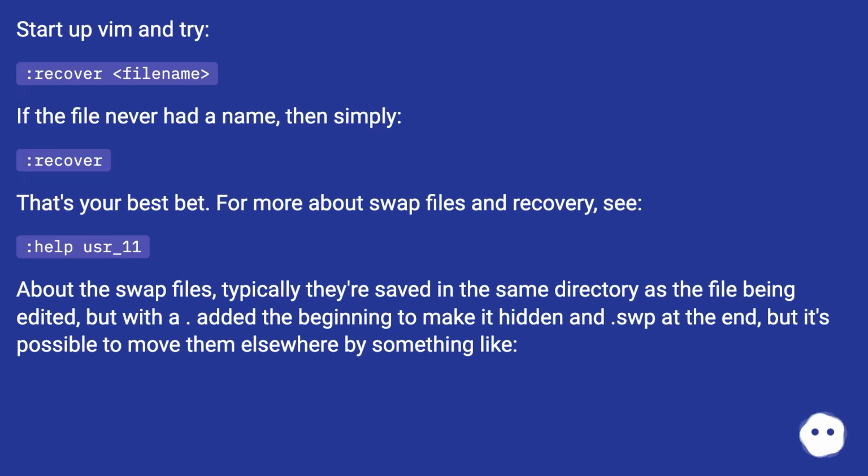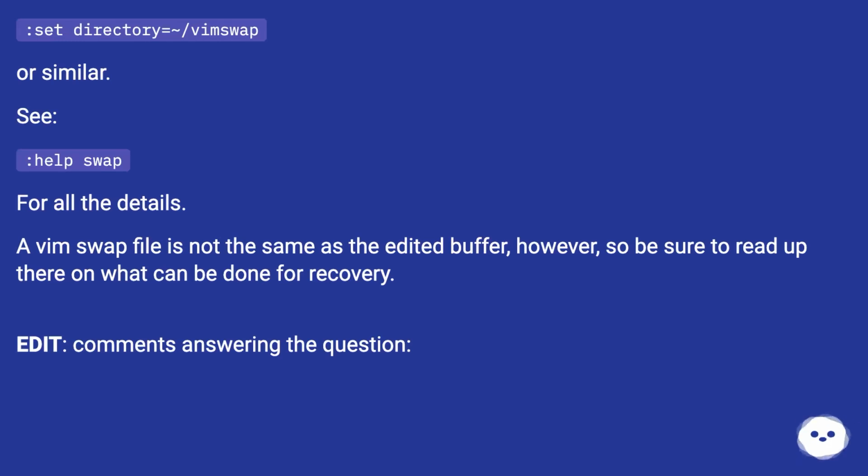About the swap files, typically they're saved in the same directory as the file being edited, but with a dot added at the beginning to make it hidden and a .swp at the end, but it's possible to move them elsewhere by something like :set directory=/vim/swap or similar. See :help swap for all the details. A Vim swap file is not the same as the edited buffer, however, so be sure to read up there on what can be done for recovery.